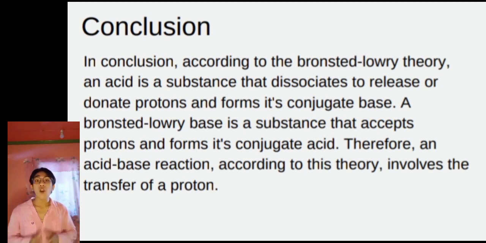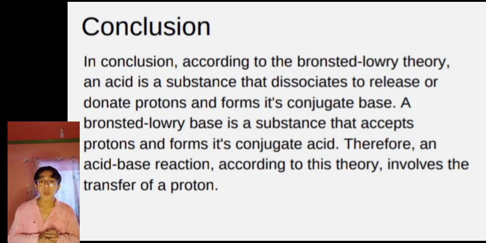In conclusion, according to the Brønsted-Lowry theory, an acid is a substance that dissociates to release or donate protons and form its conjugate base. On the other hand, a Brønsted-Lowry base is a substance that accepts a proton and forms its conjugate acid. Therefore, an acid-base reaction according to this theory involves a transfer of protons. So in order to easily understand the concept of the Brønsted-Lowry theory, we just need to be familiar with the abbreviation DAAB, which stands for donate acid and accept base.